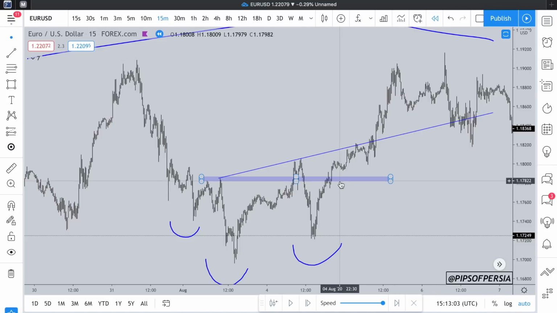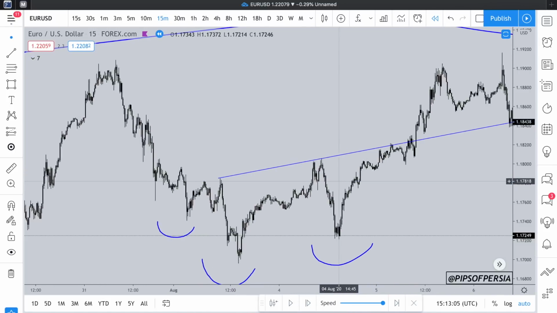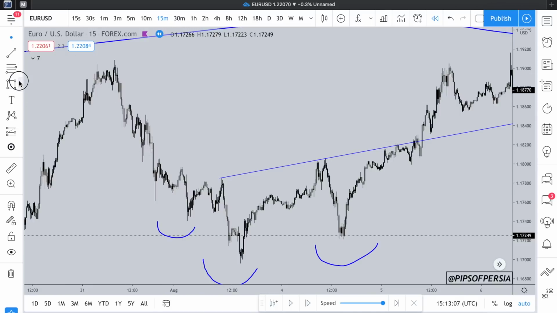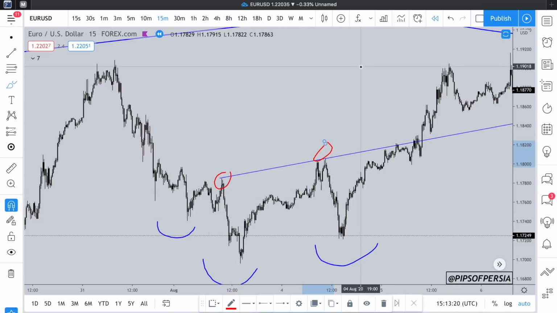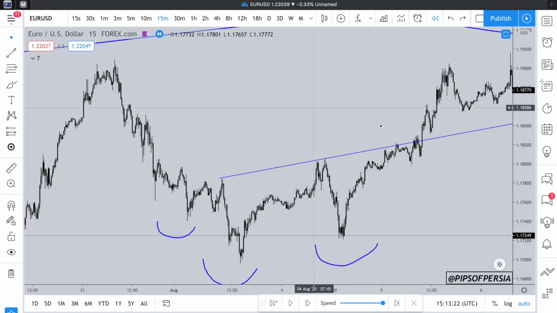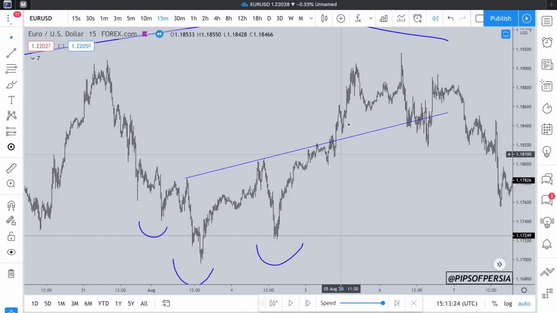But the more common practice is when you want to draw the neckline. And remember what we said, the neckline is a line connecting the lowest point, in this case it's the highest point as we are looking at the inverted head and shoulder, in between the left shoulder and the head, and in between the head and the right shoulder. So when you connect these 2 points together, you'll get a line, and upon a break of that neckline, then you would expect to take certain trades.